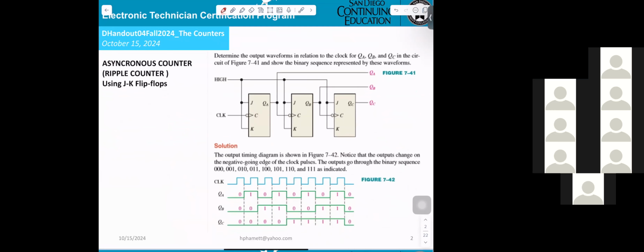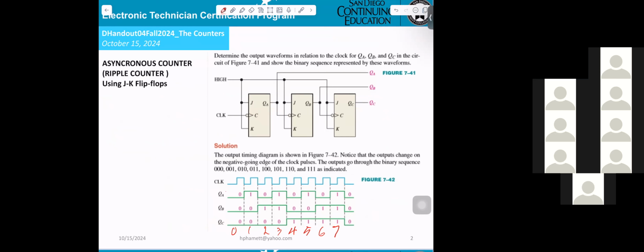Now that one, they give you 3 flip-flops, 3 variables. So basically you will be counting from 0 to 7. If you get the output 1, 1, 1, that means 7. Start QABC: 0, 1, 2, 3, 4, 5, 6, 7.